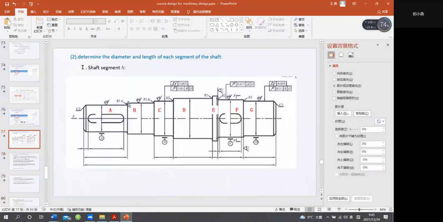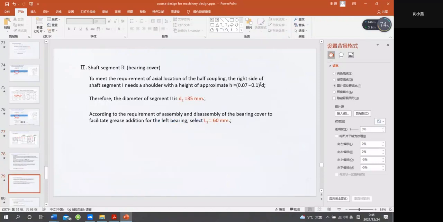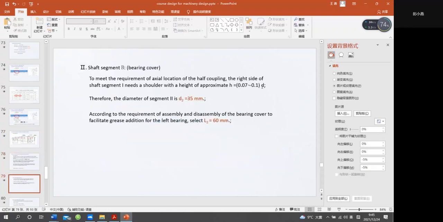There is a shoulder, okay? To position the coupling. And the height of the shoulder should be within this range. D, we select D at 30 millimeter. So the H should be within 0.07 times 30 to 0.1 times 30. Okay?